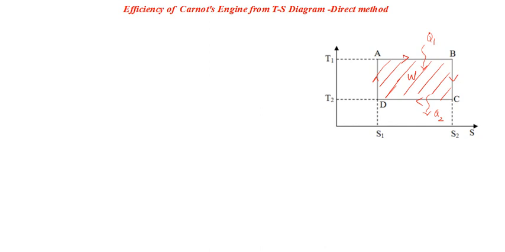Heat that is absorbed by the engine, what will that be equal to? Heat transfer during any process is given by the area under that curve. So that will be the area under AB between the entropy axis, that is, the area AB S2 S1. So up to here you have to take.